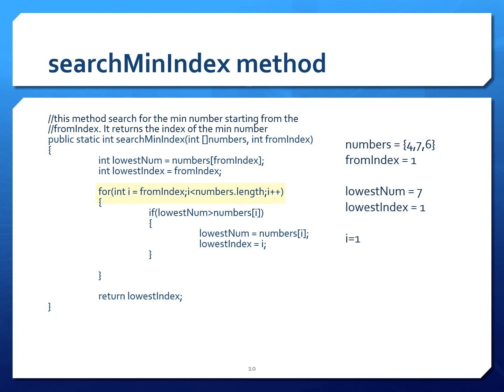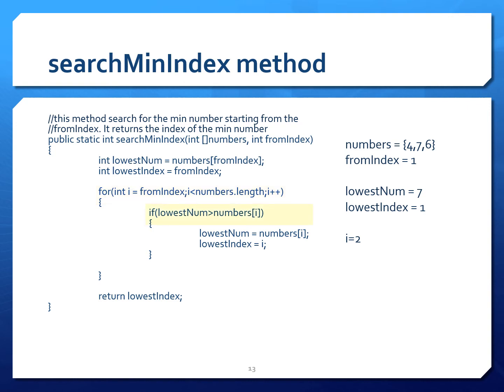Next, we enter a for loop with I as the loop counter. The loop counter I loops from 1 to 2. In the first loop, we compare the current lowestNum with the array integer numbers[1]. lowestNum is currently 7. numbers[1] is currently 7. So the condition is false. Next, I is incremented to 2.